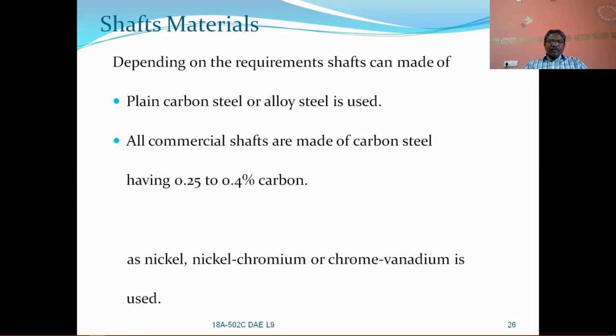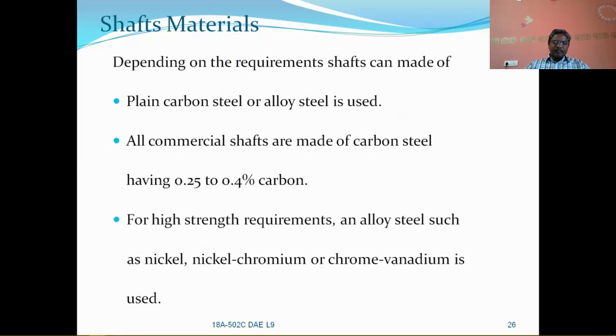Right? So commercial shafts are all made out of plain carbon steel, which has a carbon percentage from 0.25 to 0.4%. And for high strength requirements and good wear resistance requirements, the alloy steels are used, such as nickel alloy steels, nickel chromium alloy steels, and the chrome vanadium steels.